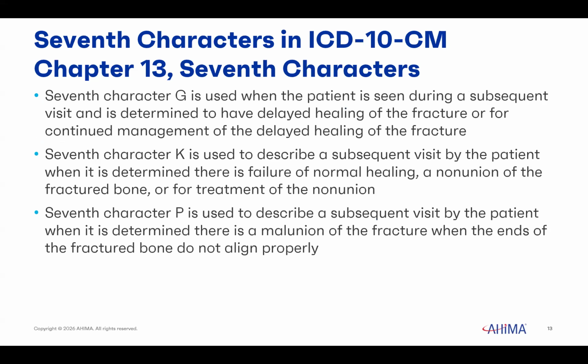Sometimes we don't have fractures healing normally. And seventh character G is used for delayed healing. K is used for non-union, right? So the two ends are not healing. And seventh character P is when there's a malunion. In other words, it's a union, there's connection between the two ends, the proximal and distal ends of the fracture, but they're not aligned correctly.